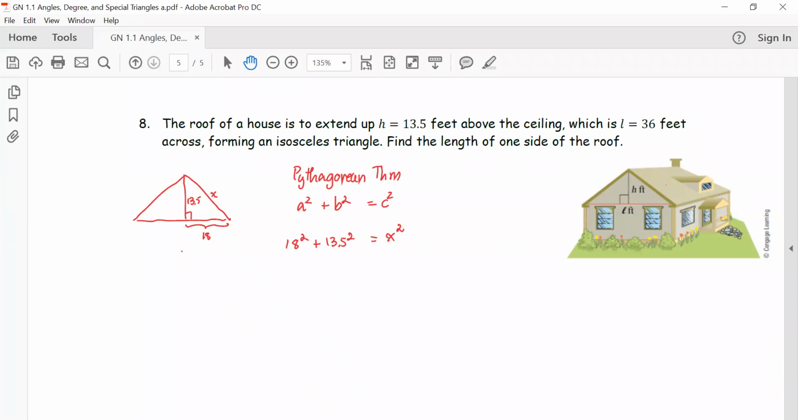Simplify the numbers. 13.5 squared is 182.25. 18 squared gives you 324. So therefore, x squared equals 506.25. Take the square root of both sides, which returns x equals 22.5 feet as the result.